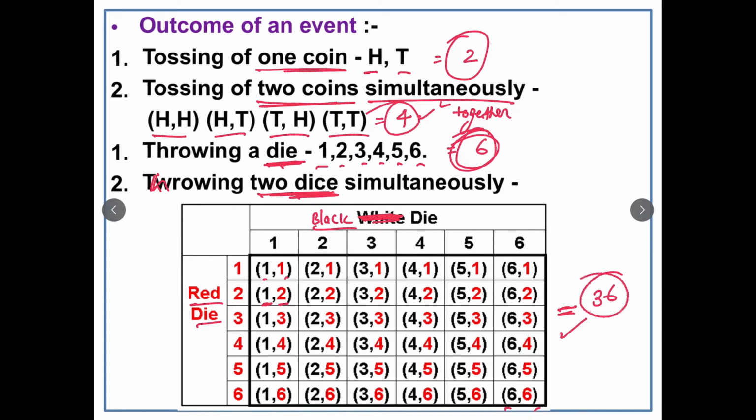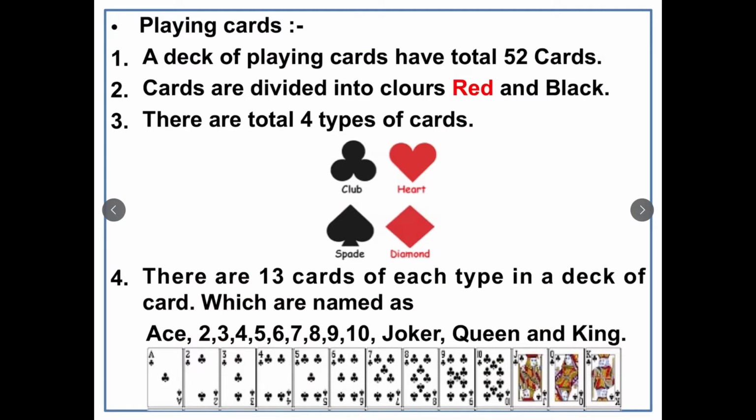Okay, next we have to understand about the playing cards. So I have written all the information about the playing cards. A deck of playing cards has a total of 52 cards, and these cards are divided into two colors, which are red and black. That means there are 26 cards of black color and 26 cards of red color.